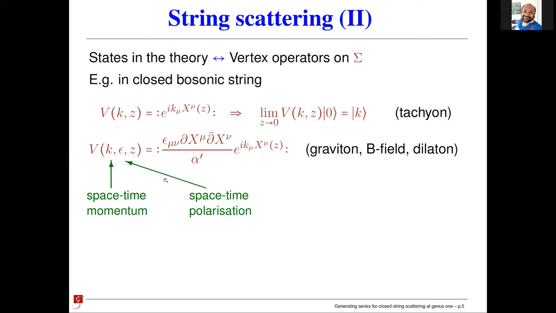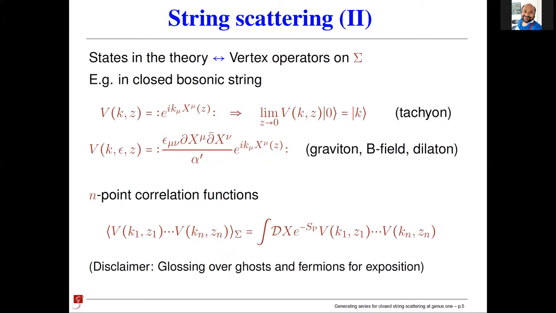Okay, indeed. So this is what I just already said in words. So this k is like a space-time momentum, and the epsilon you can think of as a space-time polarization tensor of, let's say, a gravitational wave or any other excited state that you consider. And now, once we have the states and the theory, what we want to compute is correlation functions. So this is, again, something that I'm sure is familiar from quantum field theory. You have some operators in your theory and you just compute some correlation function.